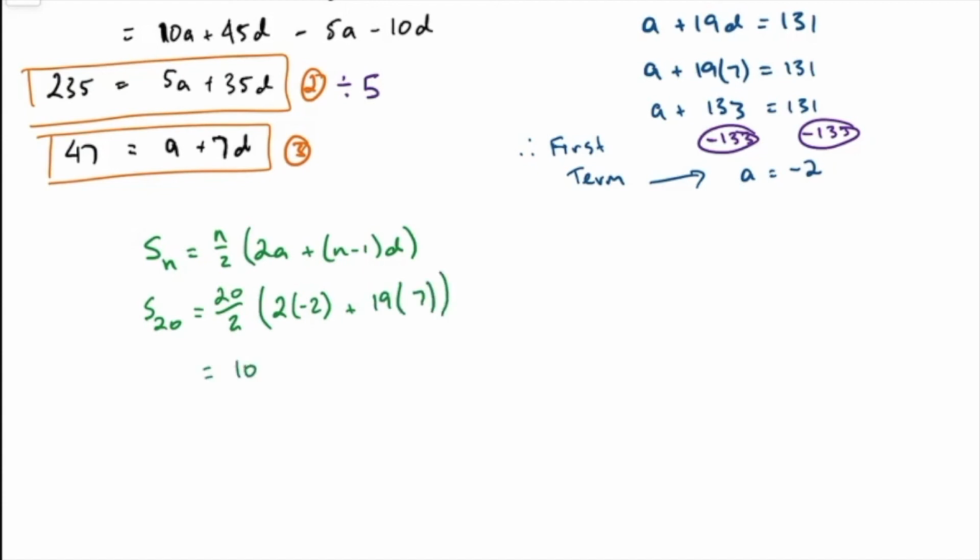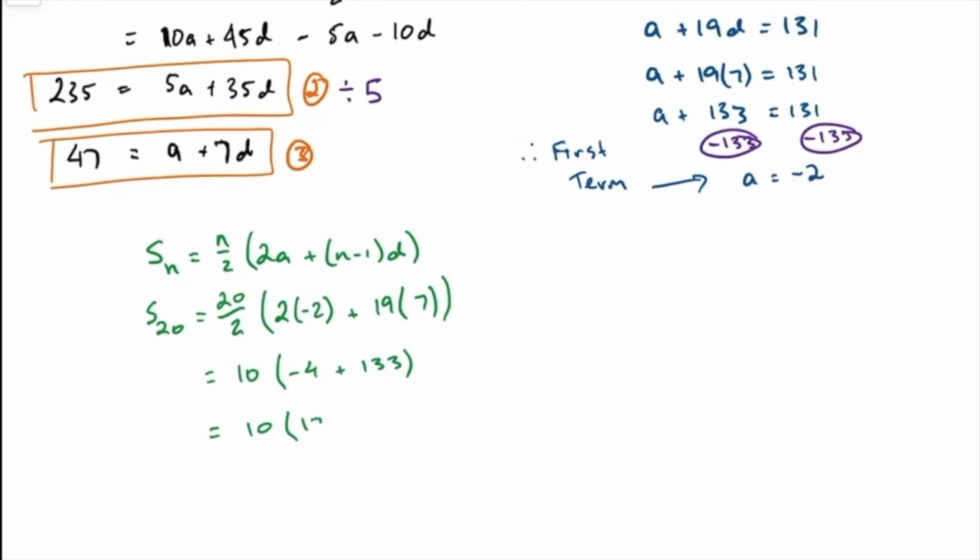Alright, so now we have 10. We have minus 4. And we worked out before that 19 times 7 is 133. Alright, so 10 outside of 133 minus 4, which is 99. Well, not 99, it's 129. I'm going off 103, not 133. 133 minus 4 is 129, which gives us 1,290.